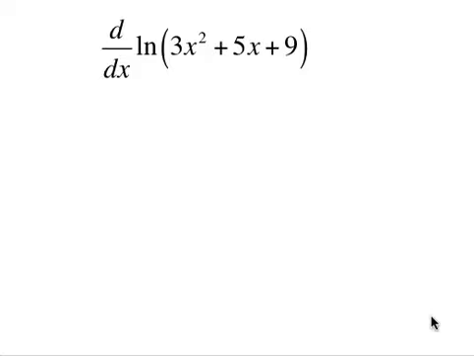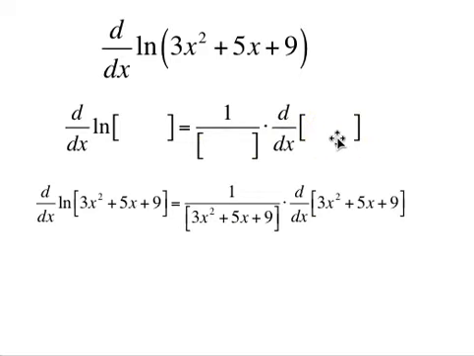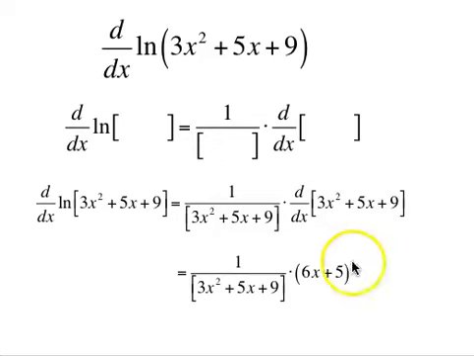So if I want the derivative of the natural log of 3x squared plus 5x plus 9, I think of the derivative of the natural log of something as 1 over the something times the derivative of the something. So 1 over 3x squared plus 5x plus 9 times the derivative of 3x squared plus 5x plus 9. And what is the derivative of 3x squared plus 5x plus 9? That would be 6x plus 5. So 1 over 3x squared plus 5x plus 9 times 6x plus 5 over 1 just gives me 6x plus 5 over 3x squared plus 5x plus 9.